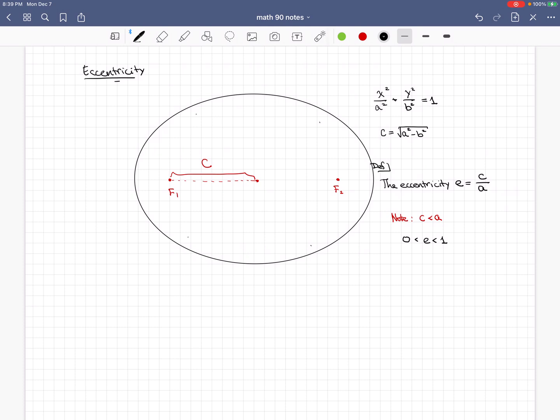So this is the basics of an ellipse. As I've said in the previous videos, I will make a video of examples where we answer some questions, but this is the basics for now, and I'll see you next time.